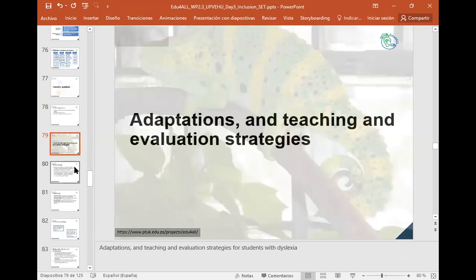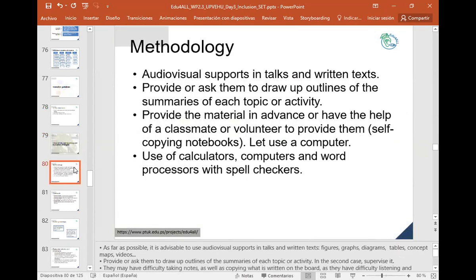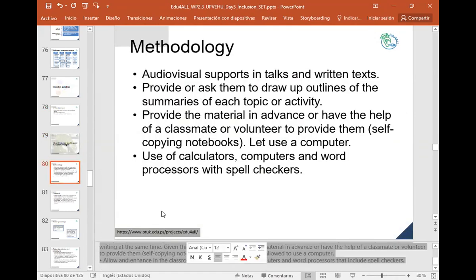And again, some adaptations and teaching and evaluation strategies. As far as possible, it is advisable to use audiovisual supports in talks and written texts, figures, graphs, diagrams, tables, concept maps, videos. Provide or ask them to draw up outlines of the summaries of each topic or activity. In the second case, supervise it.